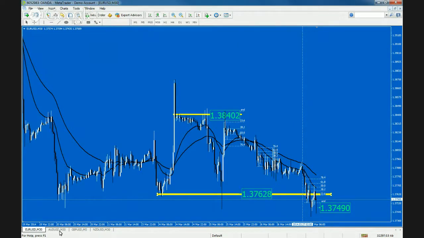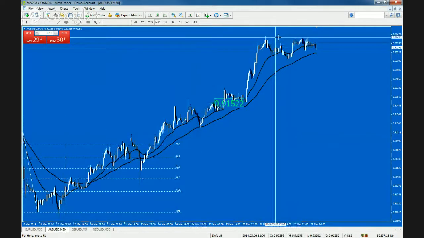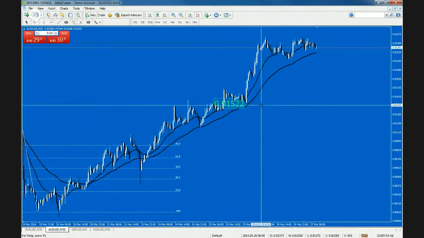I will take a quick look at the Australian dollar. I don't tend to trade these. The pound, the euro, the dollar, that's 70% of all the money in Forex trading. In other words, the liquidity.